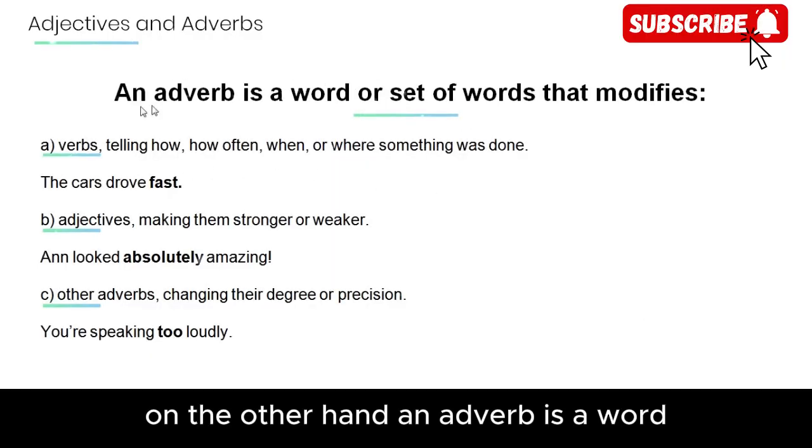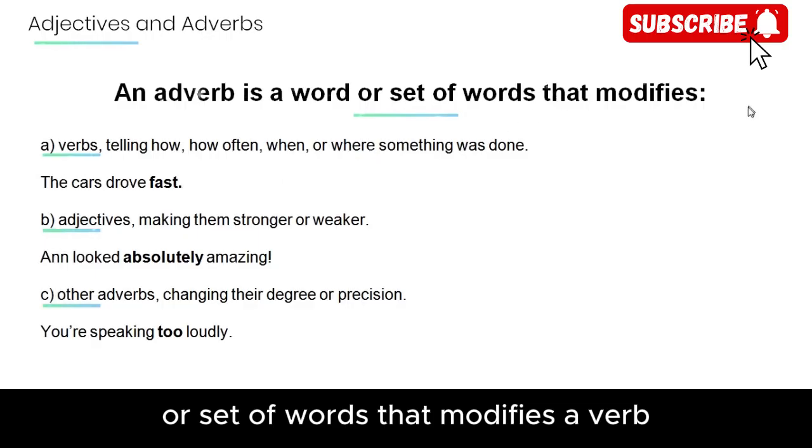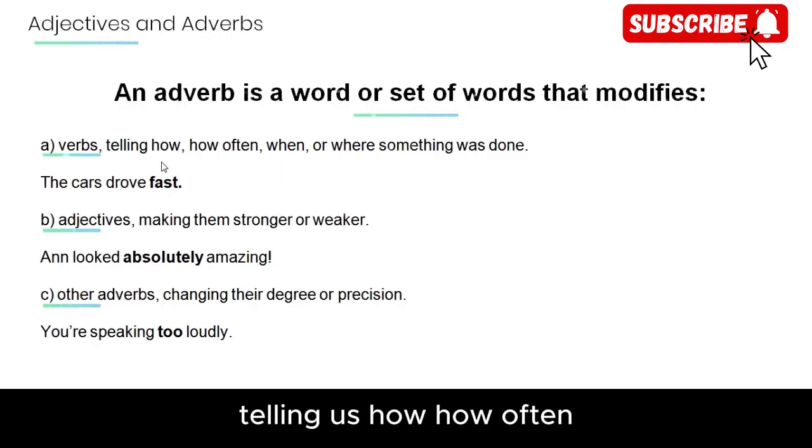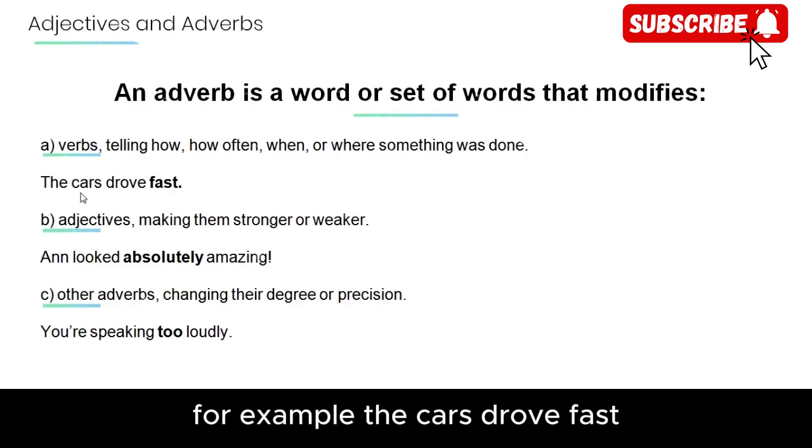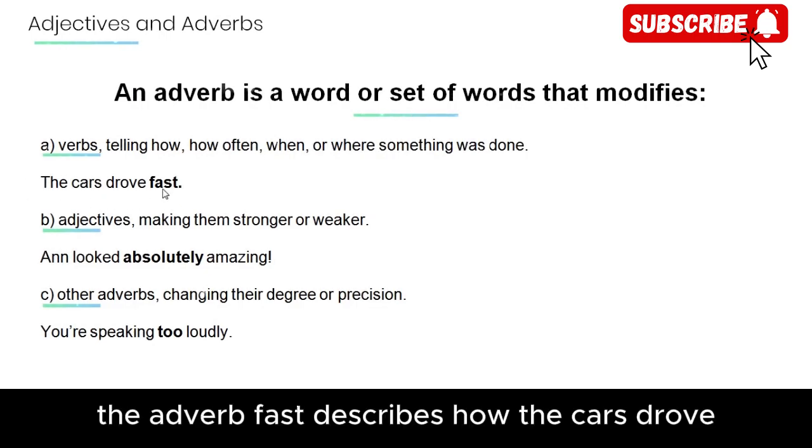On the other hand, an adverb is a word or set of words that modifies a verb, telling us how often, when, or where something was done. For example, the cars drove fast. The adverb fast describes how the cars drove.